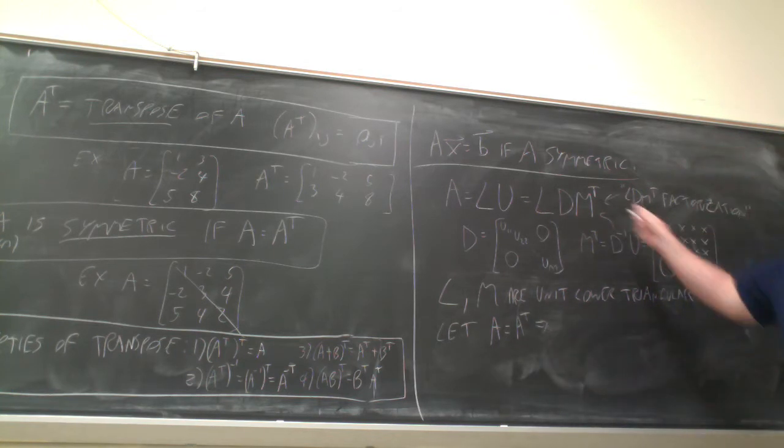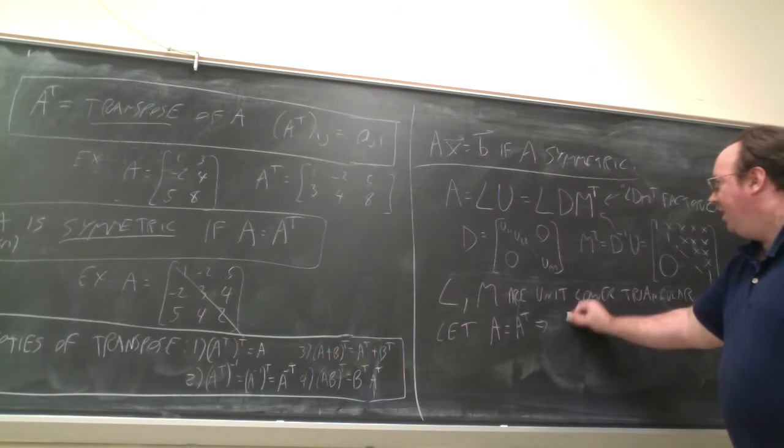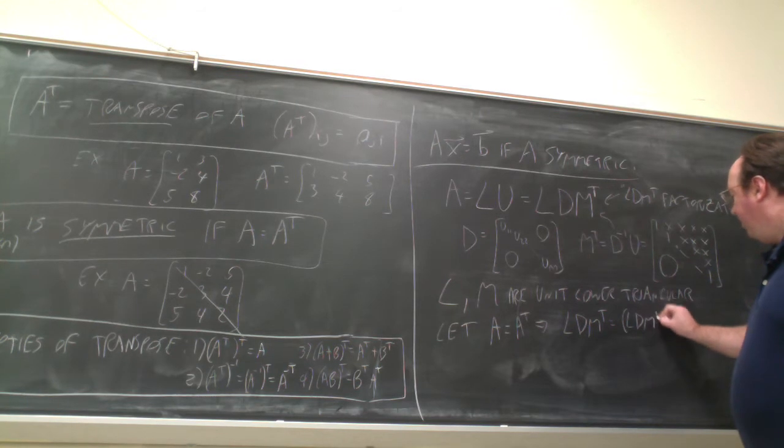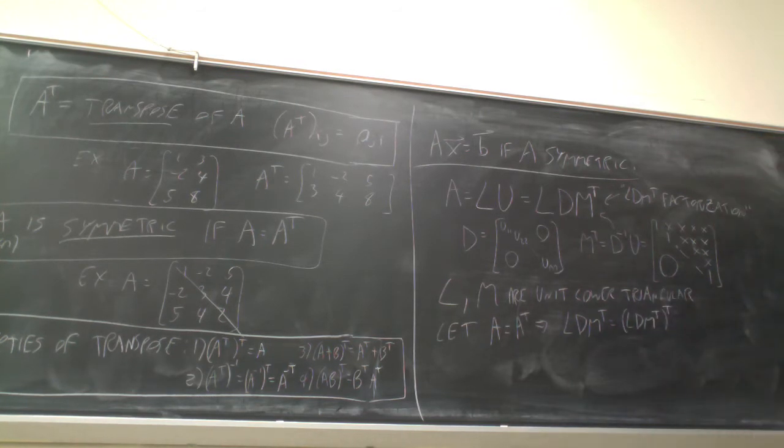So let A equal A transpose. Now I can apply that to this factorization. So I have L D M transpose is equal to its own transpose. If I apply the fourth property, the transpose of a product is the product of the transposes in reverse order. That would be M transpose transpose, which by the first property is just M. And then D transpose, but a diagonal matrix is already symmetric, so it's just D. And then I have L transpose.